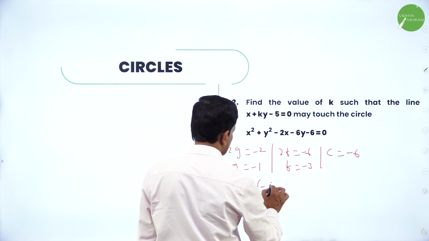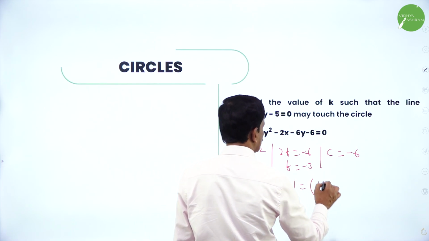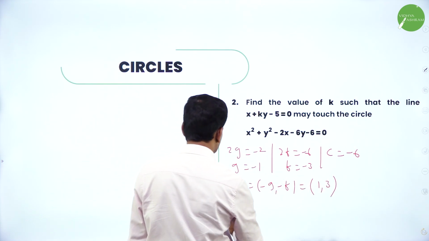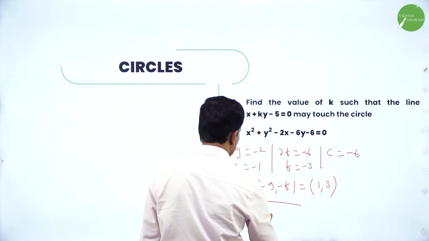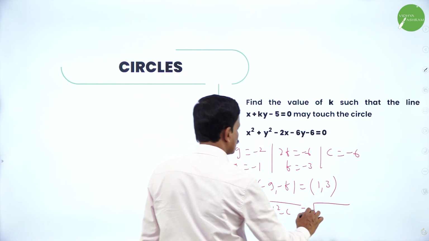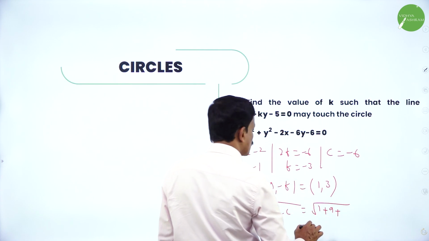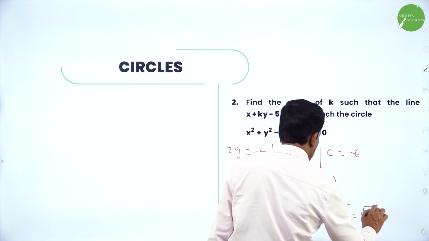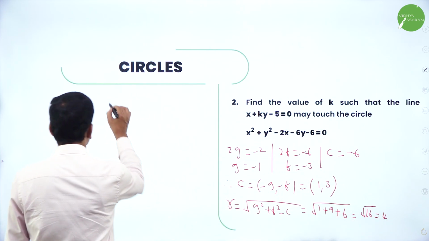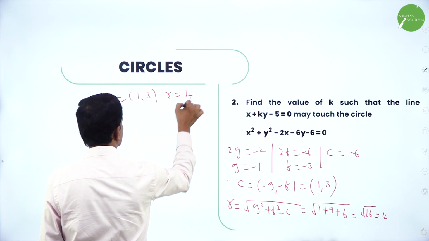Therefore the center is (-g, -f), that's equal to minus of -1 is plus 1, minus of -3 is plus 3. The center is (1, 3) and the radius r is equal to root of g square plus f square minus c. G square, 1 square is 1, plus f square, 3 square is 9, minus into minus plus 6. So this is 9 plus 1, 10, plus 6 is 16, square root of 16 is 4. So the center is (1, 3) and the radius is equal to 4.